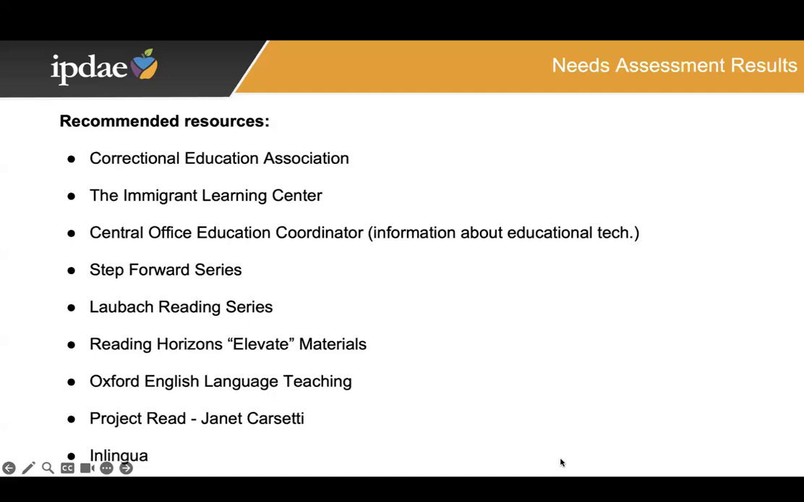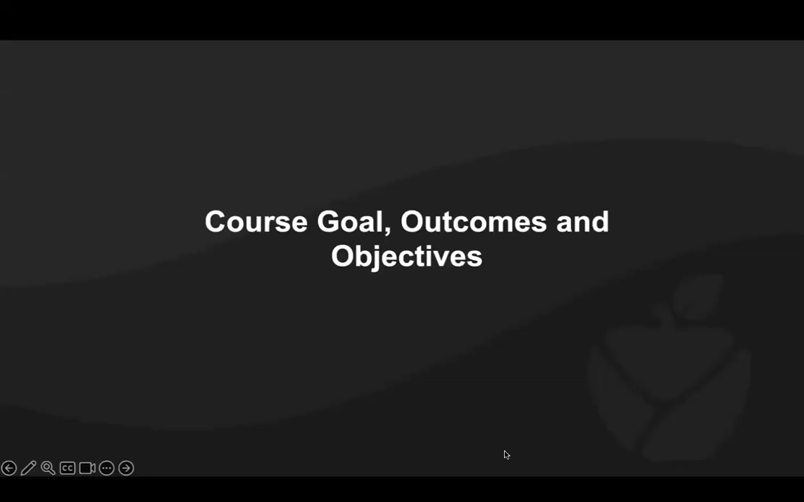And then finally, just some recommended resources. We asked in the needs analysis for recommended resources just to gauge what could be some potential resources that we utilize or at least share in the course. Okay, so now the following course goals, outcomes, and objectives were developed based on the needs analysis findings that we just went over, as well as follow-up focus group discussions conducted with key stakeholders, teachers, administrators, and trainers.